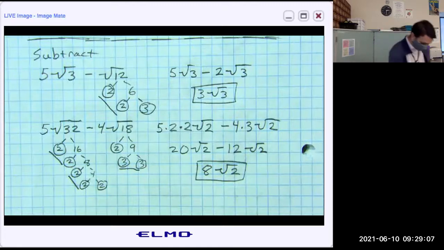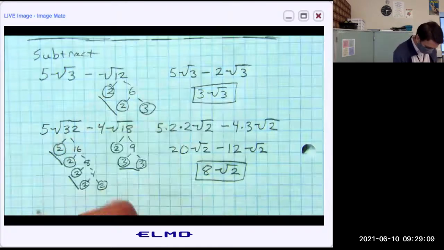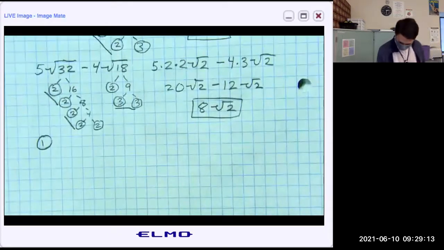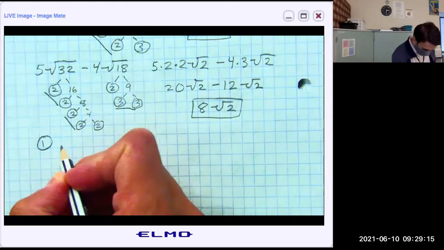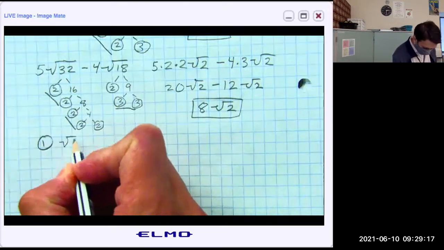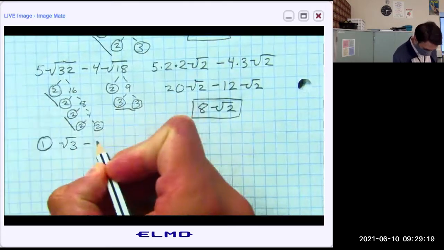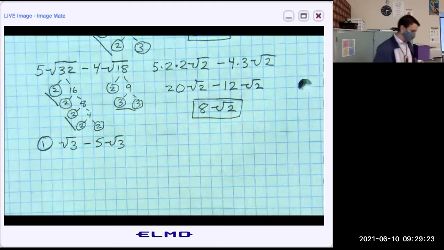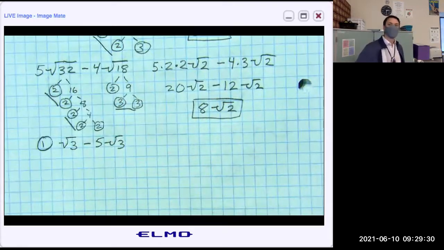All right, let's give you a practice one for subtraction. Here's number 1. Square root of 3 minus 5 square root of 3. We're going to do a couple of these and I'll send you on to your homework.